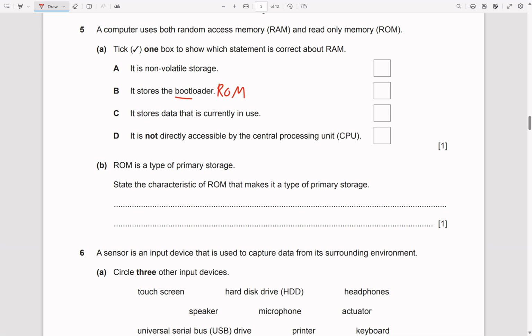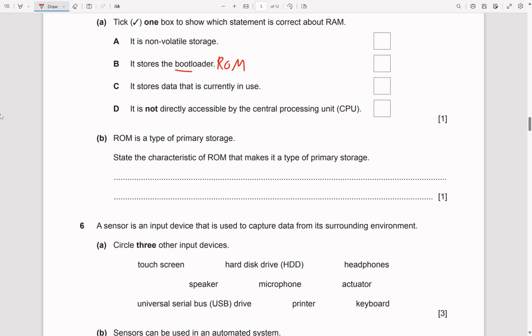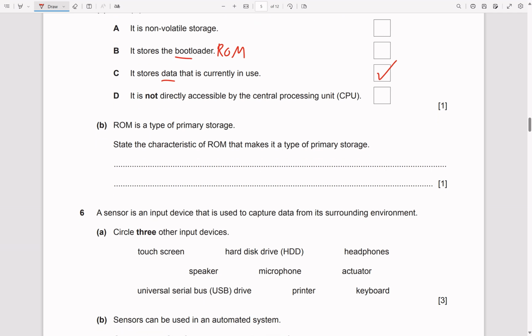And the bootloader, just to recap, is the thing that, when you turn on the computer, will load the operating system from secondary storage into RAM. Because in order to use the operating system, it has to be loaded into primary memory, which is RAM. Next, it stores the data that's currently in use. This is true, because RAM is going to store the data and programs or processes that are currently in use. It's not directly accessible by the CPU. This is false because RAM is primary memory, therefore it is directly accessible.